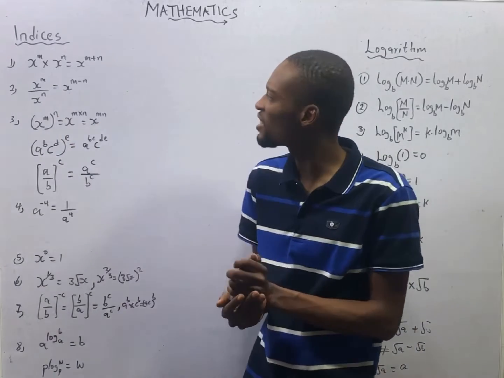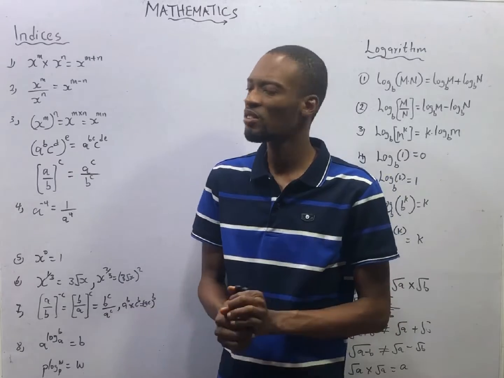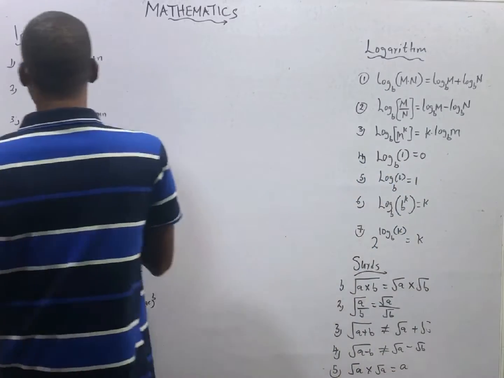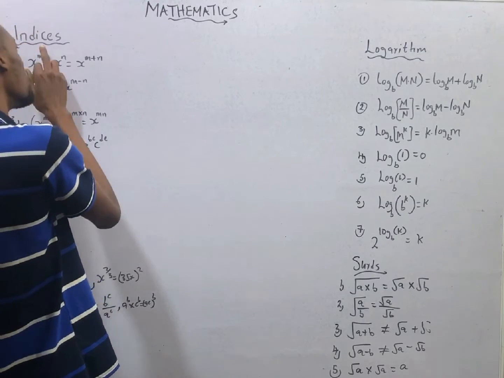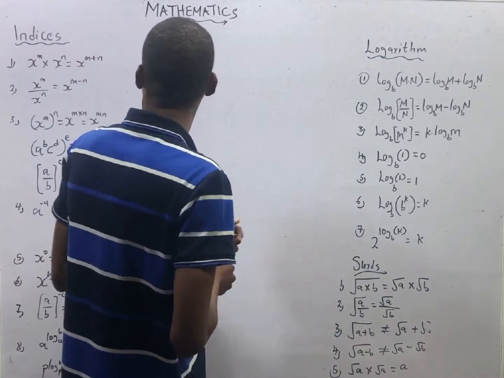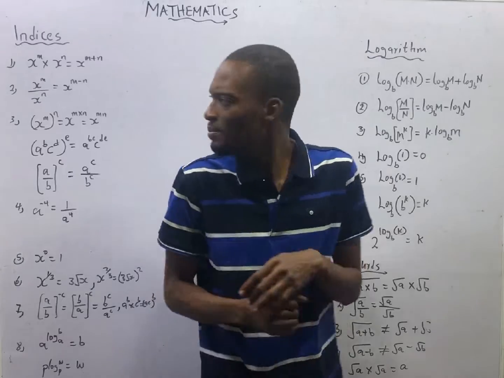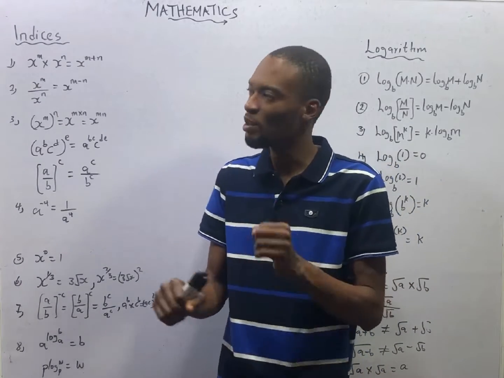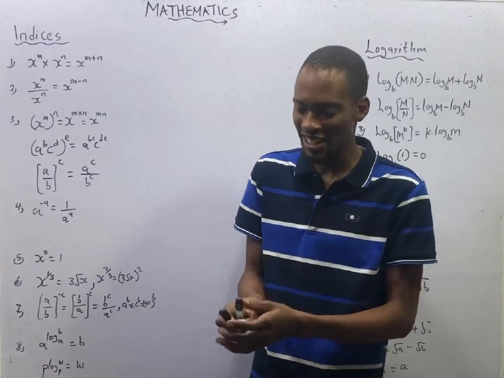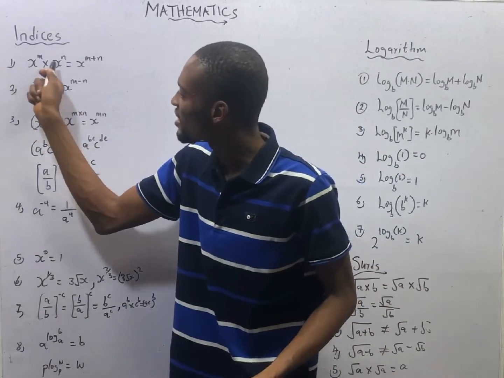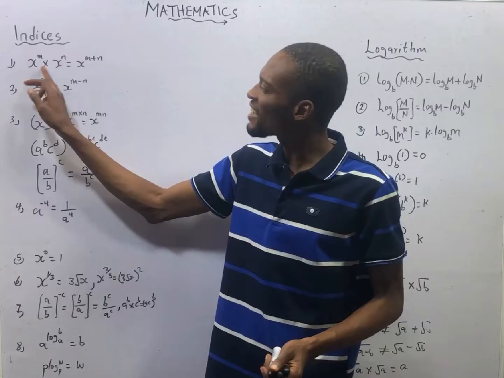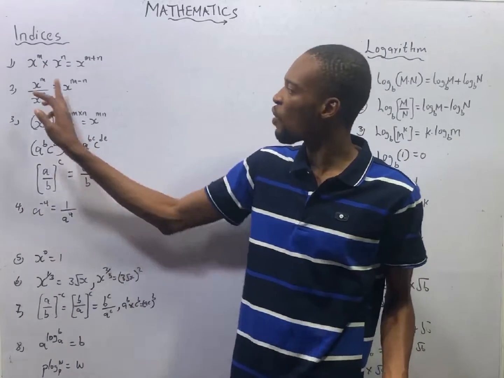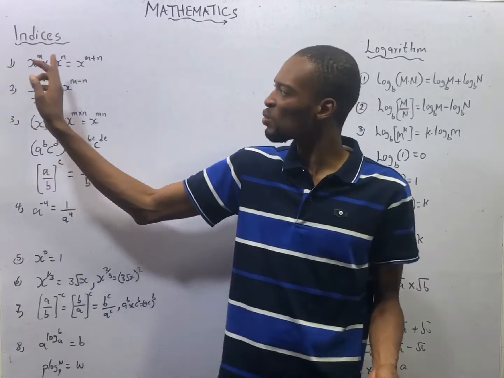The first law of indices is the multiplication law. This law states that if you have s raised to the power of m times s raised to the power of n, it is the same thing as s raised to the power of m plus n. Look at it. This is s, this is s. Since they are both s, it simply means that if you have two numbers with the same base, what is here should be the same as what is here.